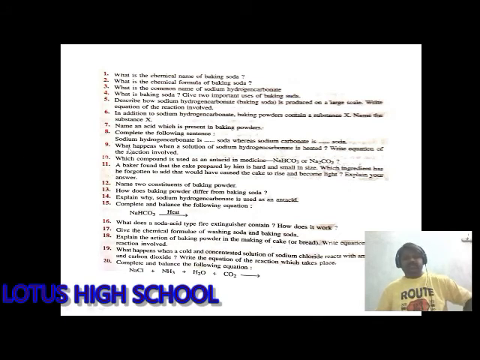Complete the following sentence. Sodium hydrogen carbonate is a dash soda, whereas sodium carbonate is a dash soda. Sodium hydrogen carbonate is a dash soda. You know very well this soda. And sodium carbonate is used for dash soda. This soda. What happens when the solution of sodium hydrogen carbonate is heated? Write the equation of the reaction involved. So here this question is related to this answer.